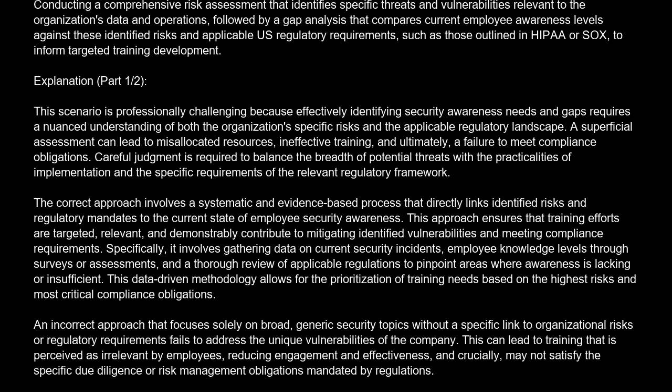An incorrect approach that focuses solely on broad, generic security topics without a specific link to organizational risks or regulatory requirements fails to address the unique vulnerabilities of the company. This can lead to training that is perceived as irrelevant by employees, reducing engagement and effectiveness, and crucially, may not satisfy the specific due diligence or risk management obligations mandated by regulations.